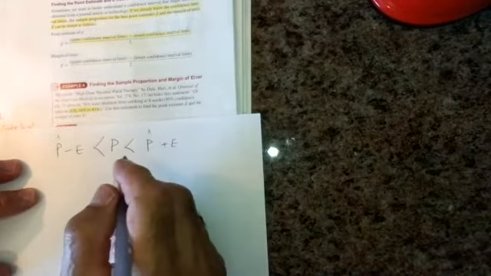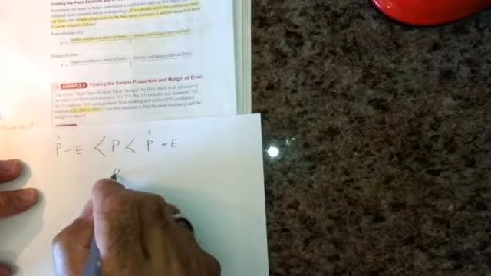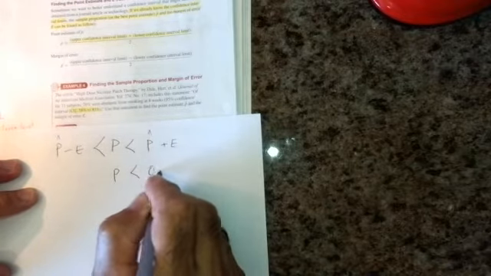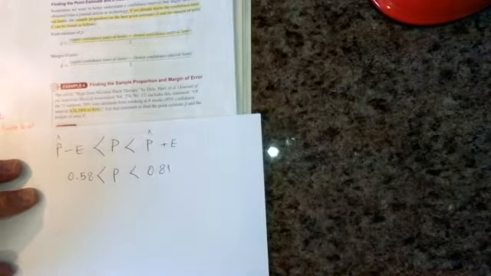This example is telling you how to find p hat and e if both ends of the interval are given. Like here, we know the formula is capital P is always between p hat minus e and p hat plus e, right? Let's say you have the answers already. You know that this one is between 58% and 81%. It's given in the problems.